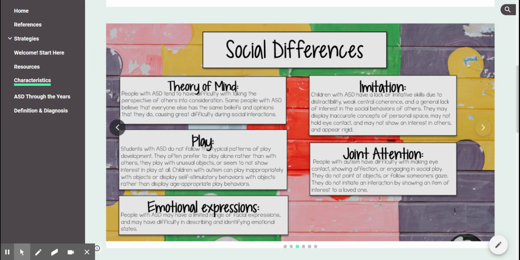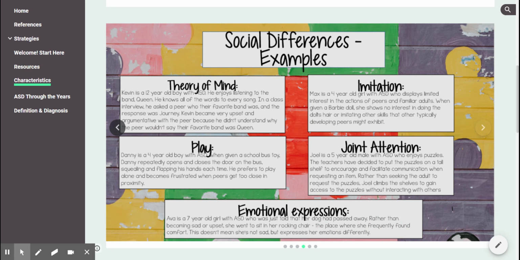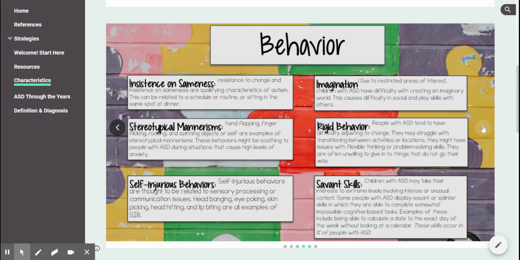So the social differences, they might have difficulty understanding theory of mind or empathizing with somebody else, or understanding that people don't have the same thoughts or feelings that they do. They might have deficits in facilitating appropriate play skills and behaviors. They might have difficulty understanding emotional expressions or responses. They have difficulty with imitation skills, and they have difficulties facilitating joint attention. And then some examples of what that might look like as well.